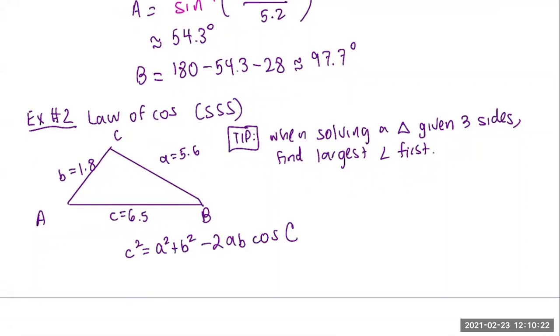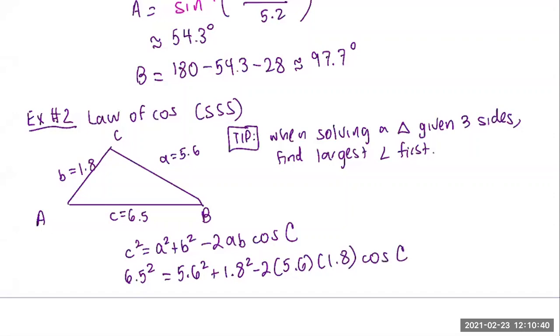Now let's go ahead and plug everything in. We have 6.5 squared equal to 5.6 squared plus 1.8 squared, keep going, minus 2 times 5.6, 1.8, cosine of an angle.